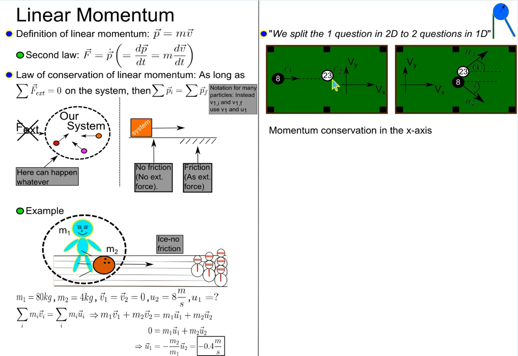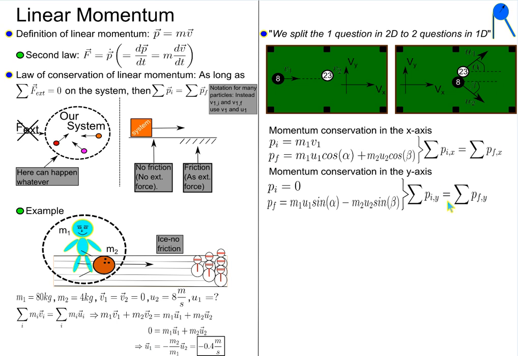So in the x-axis, in the beginning, only the black ball contributes to the system's momentum. In the end, they both have some momentum component in the x-axis. So this momentum is equal to this momentum. Next, the same logic in the y-axis. Nobody moves in the y-axis in the beginning, and in the end, they both move, where this is with a minus. Again, we compare the momentums, and we can isolate whatever the question wants from us.